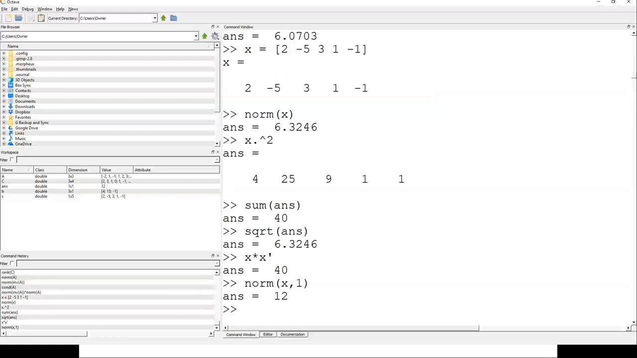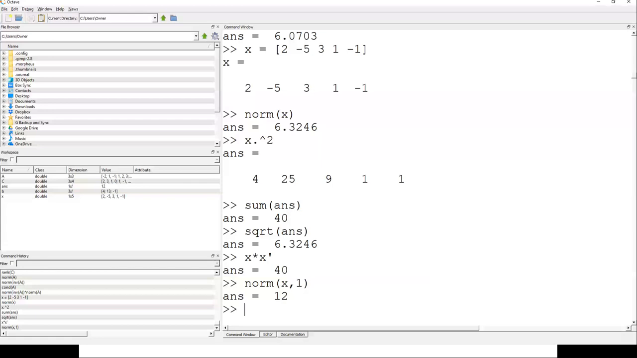That's the 1 norm. If I do the 3 norm, the cube, right? It's going to be the magnitude of the cube. So it's going to be 2 cubed, 5 cubed, not negative 5 cubed but 5 cubed. Always work with the magnitude. 3 cubed, 1 cubed, 1 cubed. And then take the cube root.